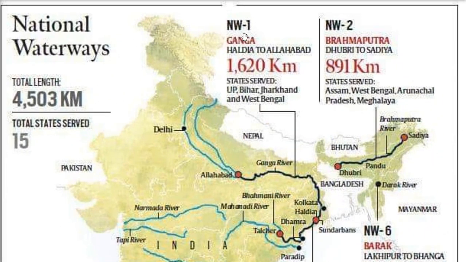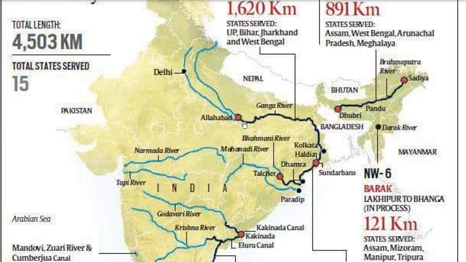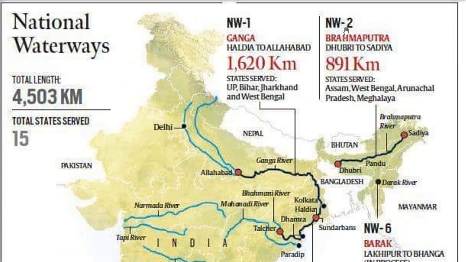So here, let me start with national waterway one. This is on river Ganga, and it starts from Haldia to Allahabad. So here we have Allahabad and here we have Haldia. So this is the waterway I am talking about, and the states being served are UP, Bihar, Jharkhand and West Bengal. Then we have this NW2, National Waterway 2, and this is on the Brahmaputra river. It starts with Dhubri here and it reaches up to Sadia.